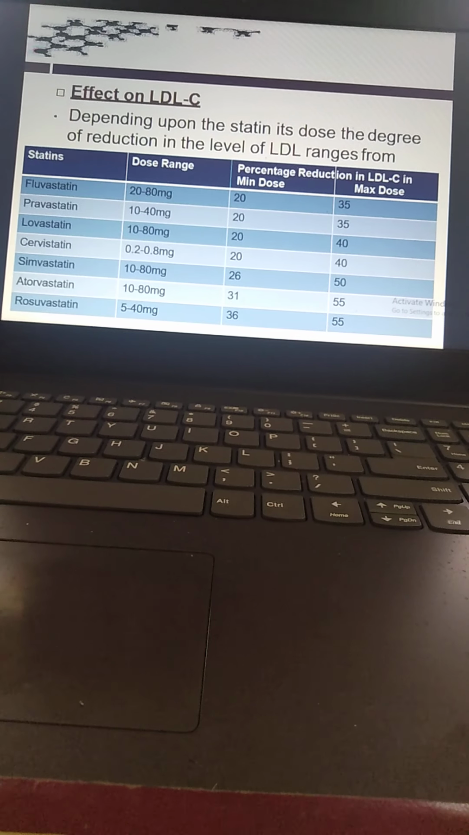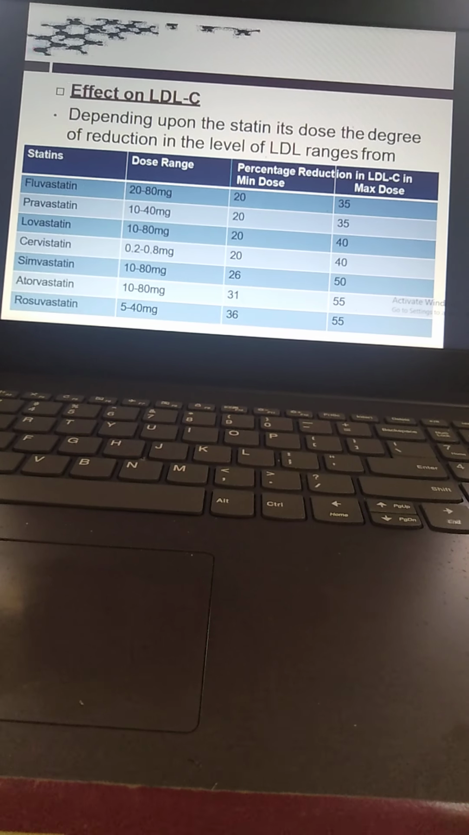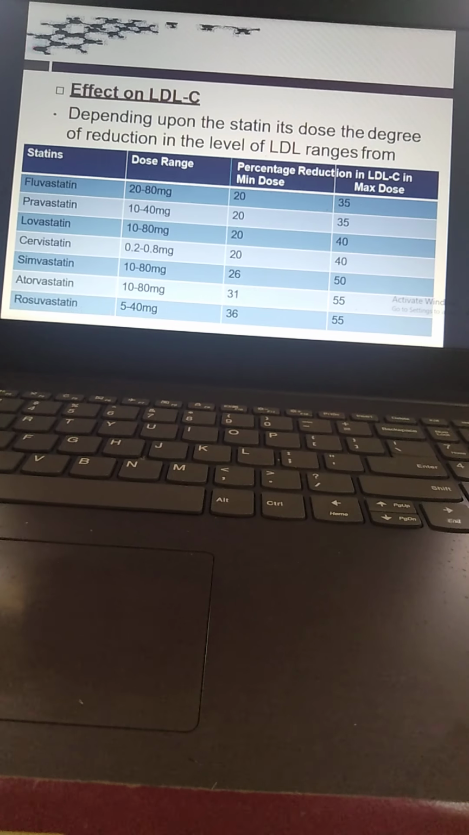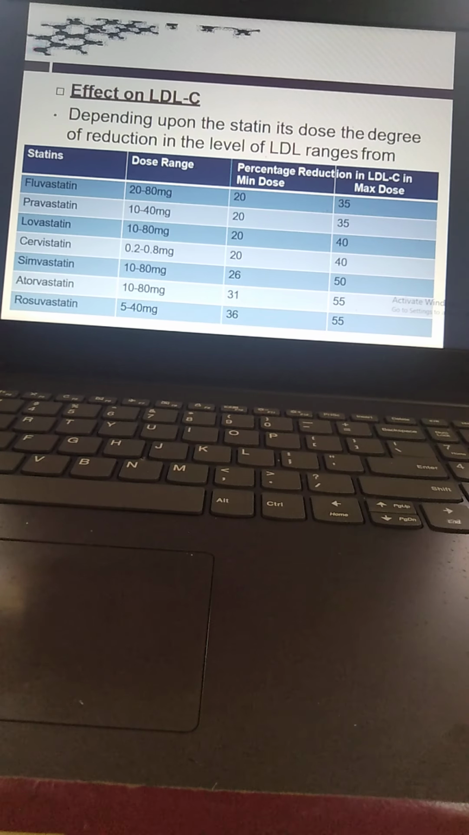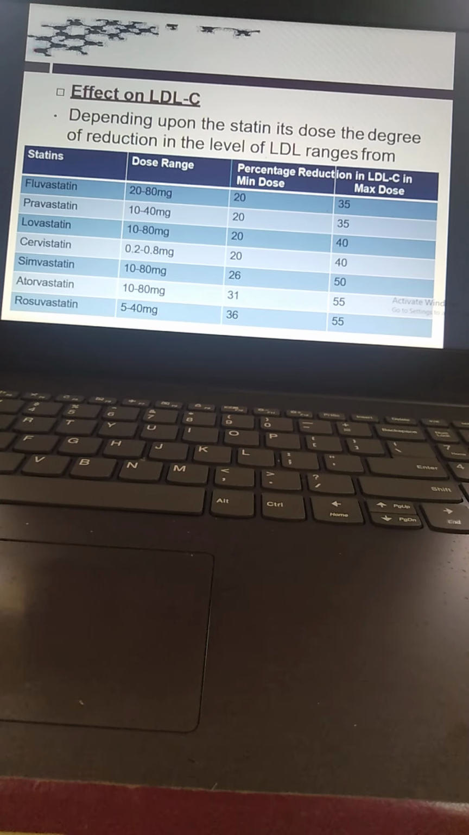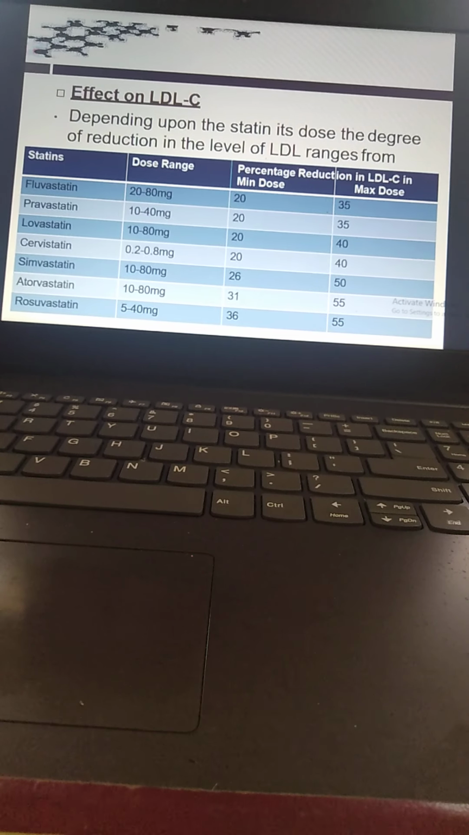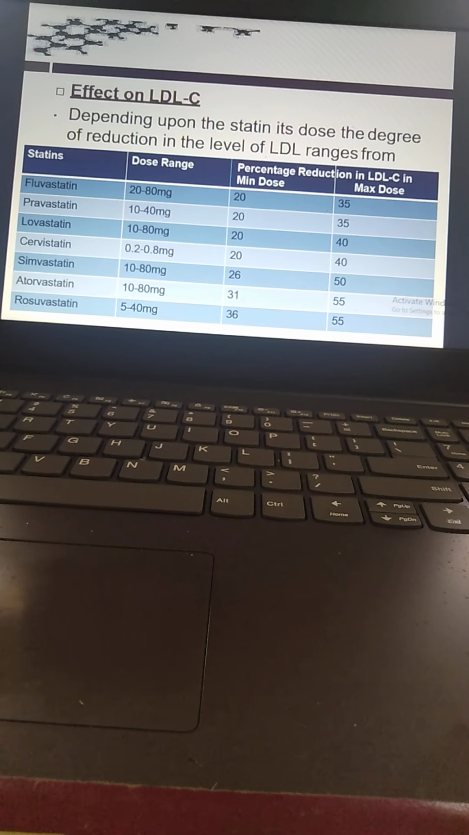Atorvastatin, you see this is the drug. The dose range is from 10 to 80 milligrams, and 31% is the reduction in LDL, and then 50 to 55 at maximum. Then rosuvastatin is 5 to 40 milligrams, so the dose is very low, but it goes up to 40, so it is more potent than atorvastatin, and 36 is the percentage reduction.